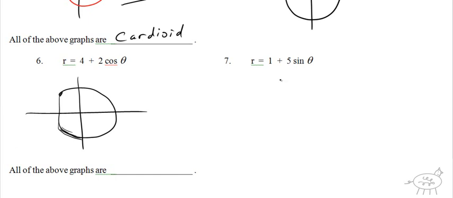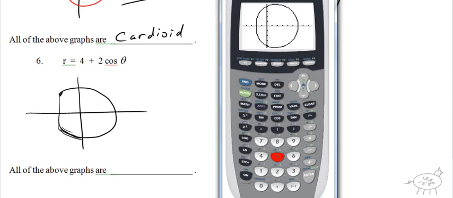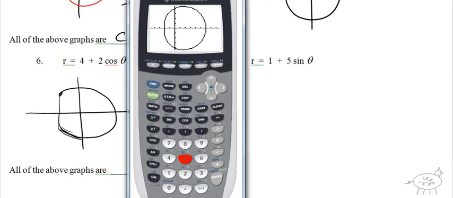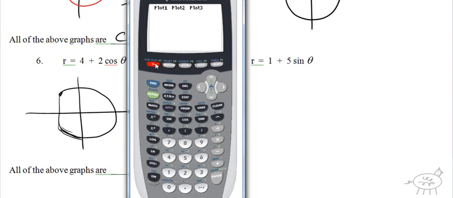Let's take a look at the next one. 1 plus 5 sine of theta. Okay, let's graph it. Move this over. R equals 1 plus 5 sine of theta. And again, we're going to do zoom 6. Ooh, that's kind of cool. And let's do zoom fit. All right, nice. I like that. And then zoom 5 to kind of square it off.